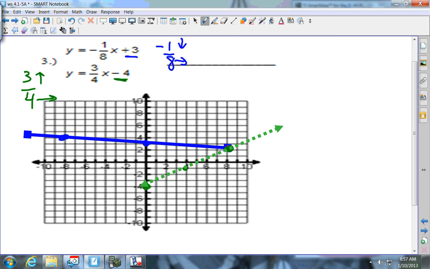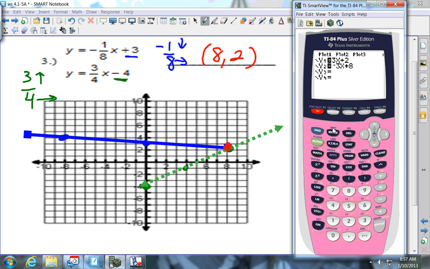Here is my point of intersection right here. It looks like it is 8, 2. And you want to make sure that you did this right. So let's go to the calculator. Go to y equals. Put in there negative 1/8x plus 3. And in y2, let's put in there 3/4 x minus 4. Press graph and make sure you graphed it correctly.